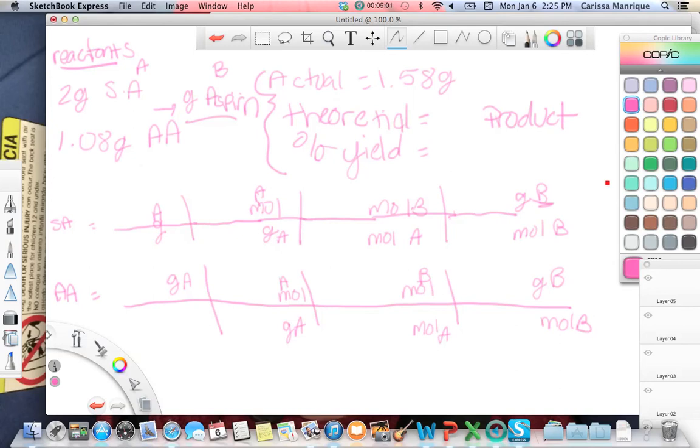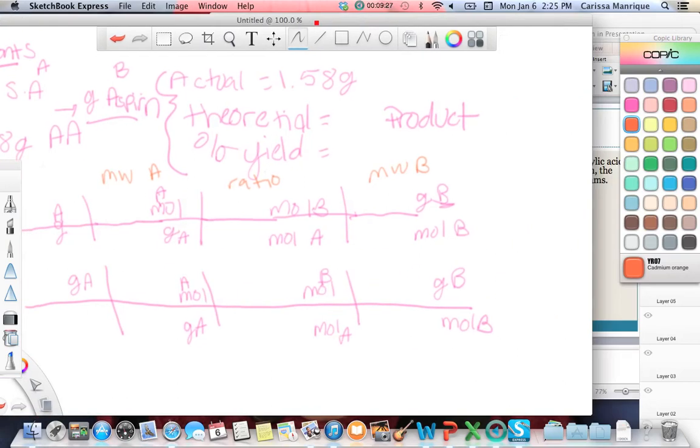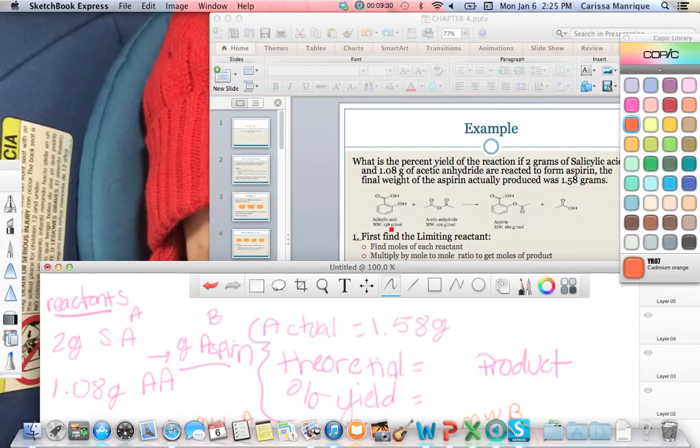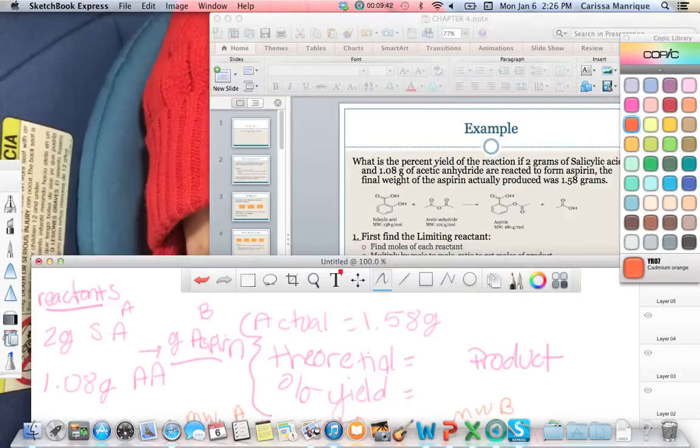Okay, so let me change my color. And I already gave you the molecular weight. So remember, up here, this is always your molecular weight of A. This is your ratio. And this is molecular weight of B. Now, this is going to be of salicylic acid. This is the molecular weight of acetic anhydride. And I wrote those down right here. Salicylic acid weighs 138. This one weighs 102. So write those down. Oh, I already forgot. I think it was 138 and 102. Yes. Okay.